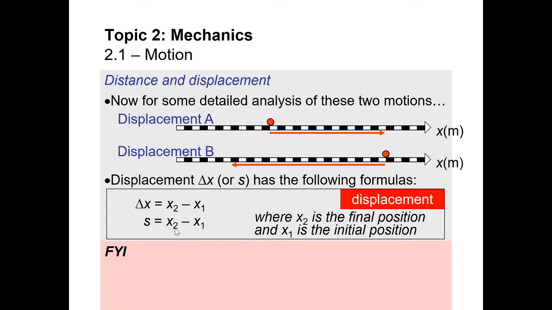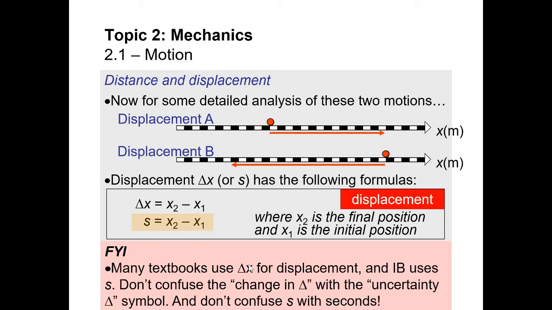Now, delta x is x2 minus x1 just because the letters match up, but usually we just call that s. This is the displacement: the final position minus the initial position. We're going to do some problems that involve this.